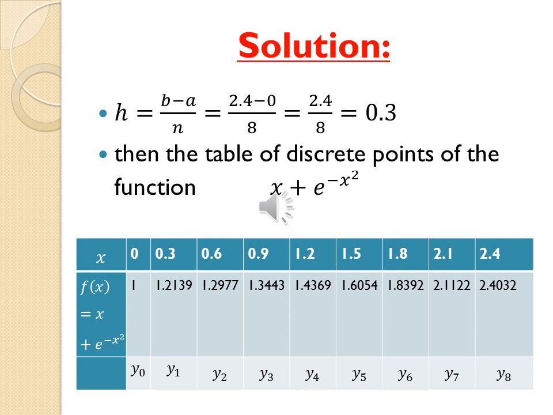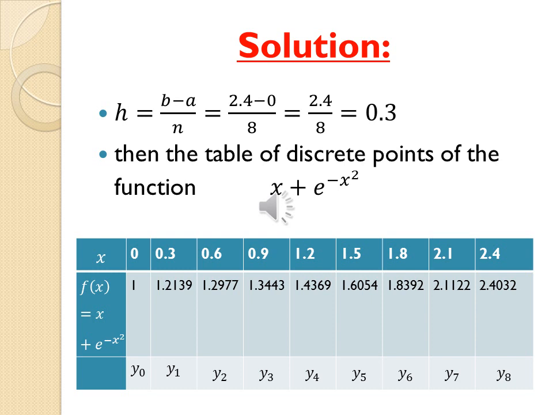To solve it, first calculate h. h equals (b minus a) over n. b is the upper limit 2.4, a is the lower limit 0, n equals 8, so h equals 0.3. We make the table from x equal 0 till 2.4 by 8 intervals. The h interval is 0.3, so increase 0.3 each step and calculate f of x.